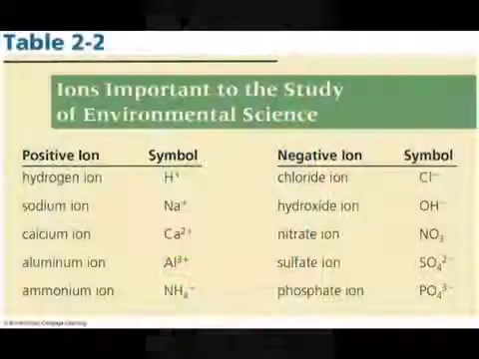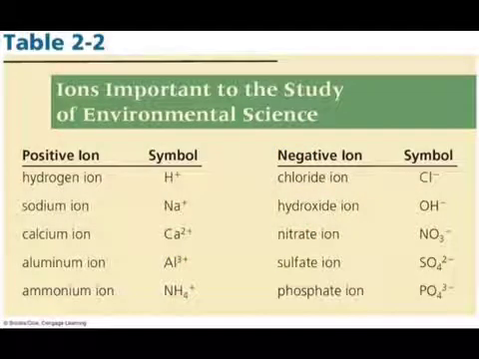So these are some of the ions that we'll discuss in the course, and we've already mentioned some of them, such as sodium and chloride. Hydrogen ions are measured by pH. Hydroxide ions are measured by pOH, the opposite of pH. Nitrates and phosphates will come into play when we talk about fertilizers, and sulfates and aluminum ions and calcium ions are all different ions that plants need and utilize in different forms.